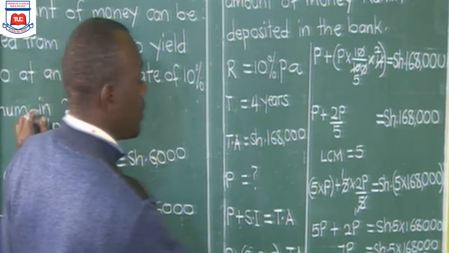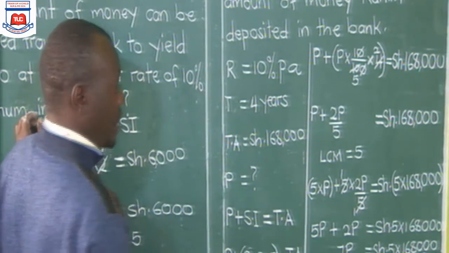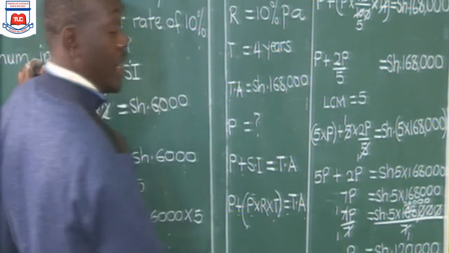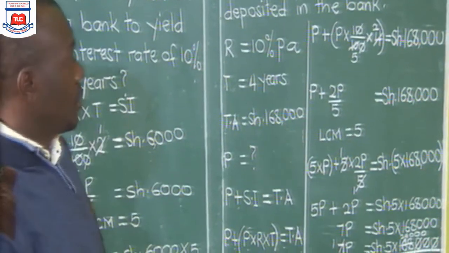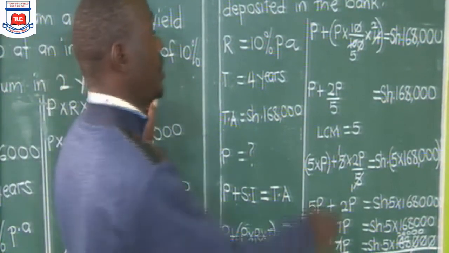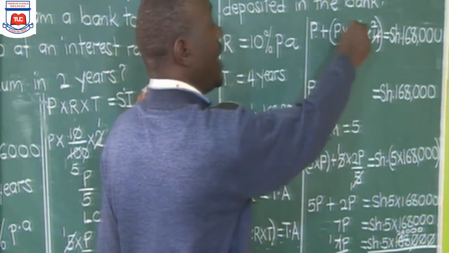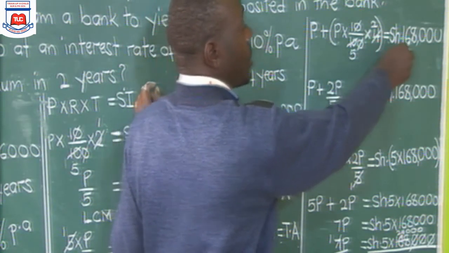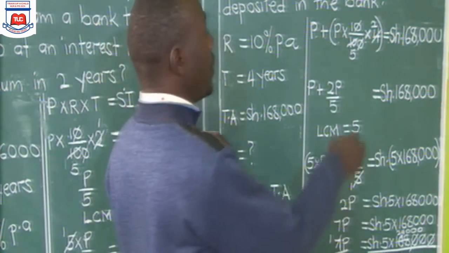Where does this one come from? The principal, rate and time come from the simple interest. So you say principal plus this simple interest formula, which is principal times rate times time, equals total amount. Now I've gone to substitution of what is given with the letters. Remember, principal is known to remain P in substitution. You say P plus P times 10 out of 100 times the time of 4 years equals 168,000 shillings total amount.